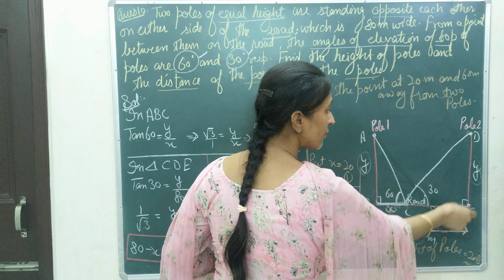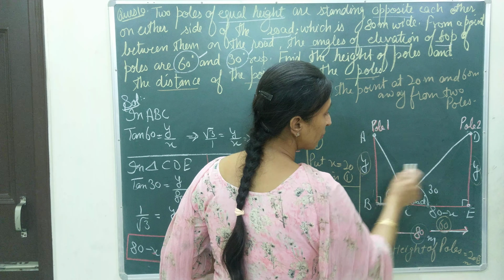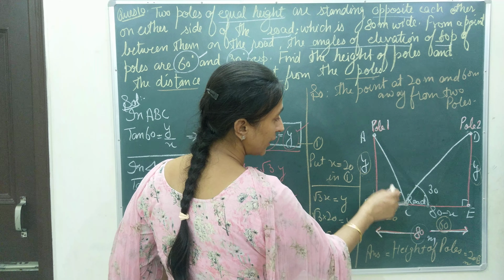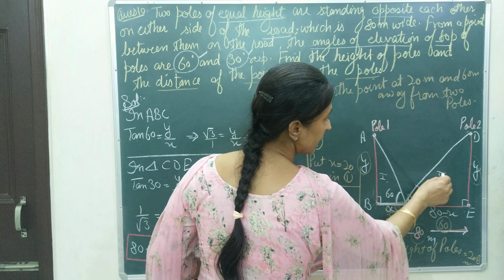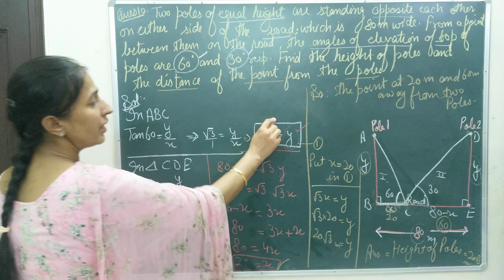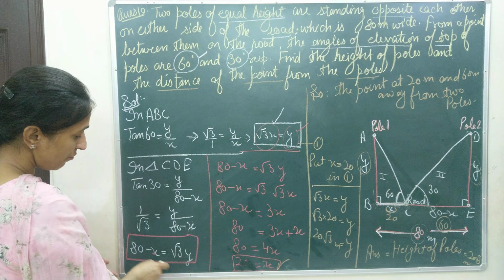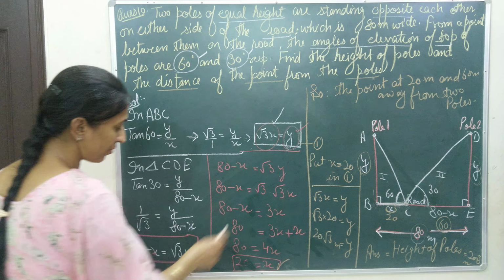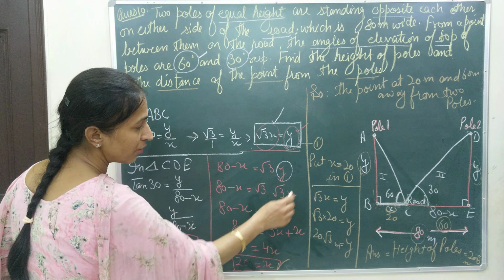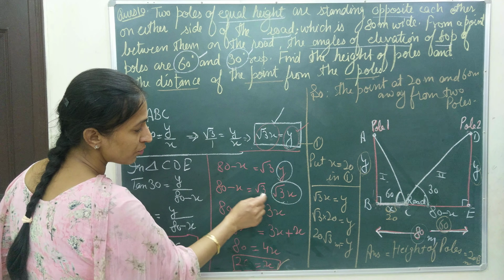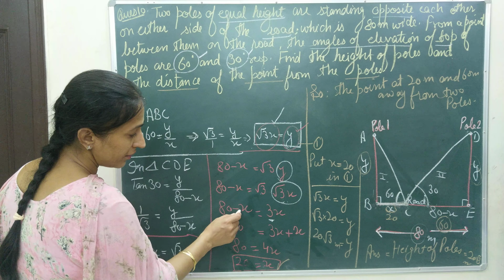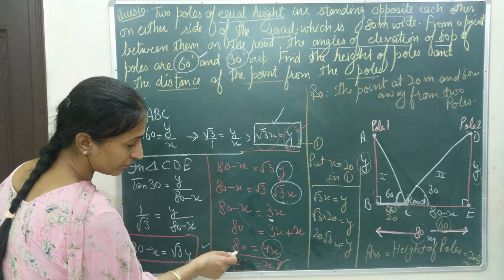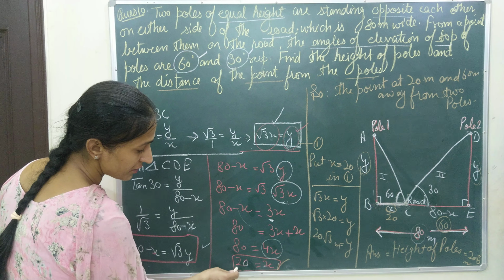Next, as the poles were of the same length, I am supposing that both poles are of y length. Now I am using the trigonometric ratio tan theta in the first triangle and in the second triangle. From the first triangle I have got this value, and from the second triangle I have got this value. Now I am going to replace the value of y here. When I replace the value of y as root 3x, this root 3 becomes 3 and x goes to this side, it becomes 4x, and when 4 is divided on this side, the value of x is 20.